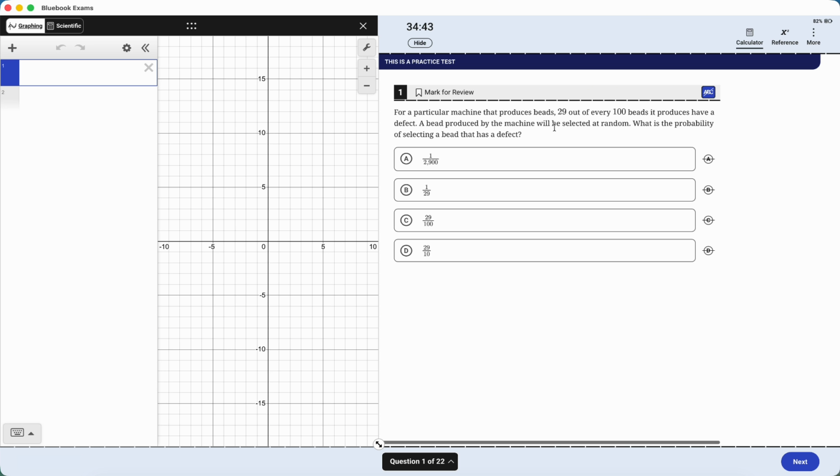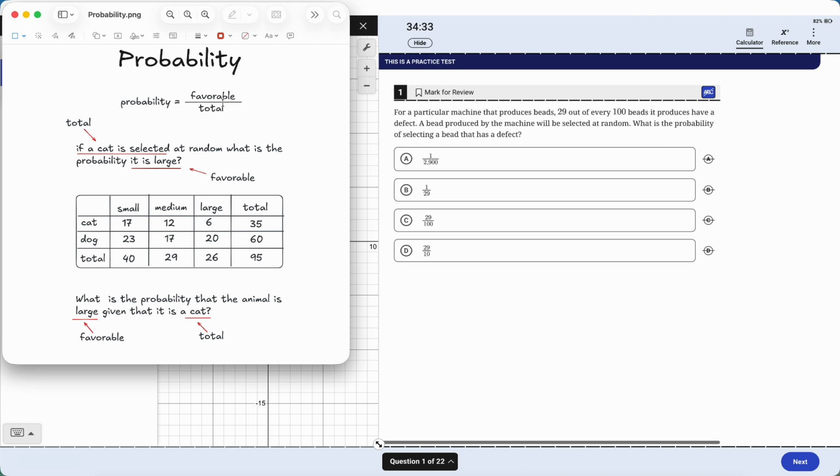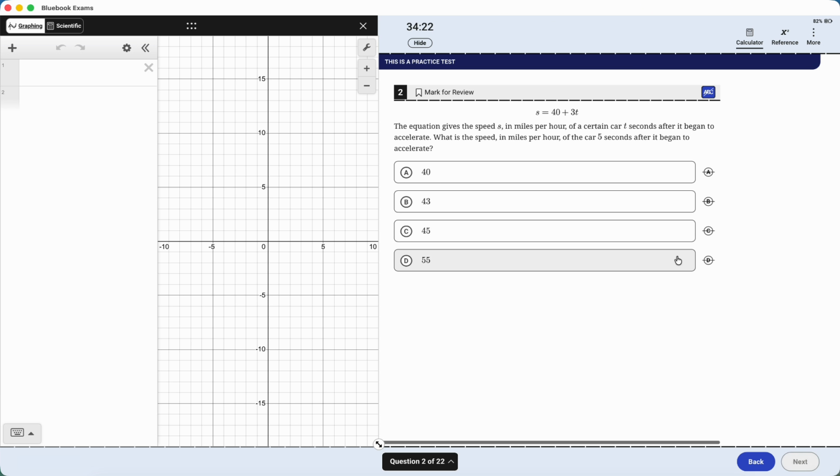For a particular machine that produces beads, 29 out of 100 it produces have a defect. What's the probability of selecting one with a defect? So basic probability, that doesn't really need an explanation, but probability is always a fraction. It's kind of favorable over our total. We have a total of 100 beads. In this case, the 29 are defective, so 29 out of 100, pretty basic.